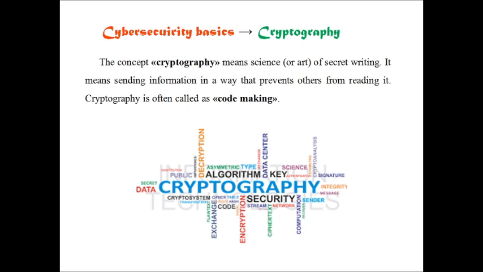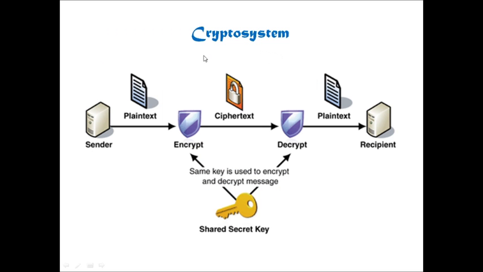Now let's consider cryptography. The concept of cryptography means the science or art of secret writing. It means sending information in a way that prevents others from reading it. Cryptography is also called code making. A crypto system consists of the following elements: plain text, encryption, ciphertext, decryption, and the key. Here, plain text is a message in its original form.